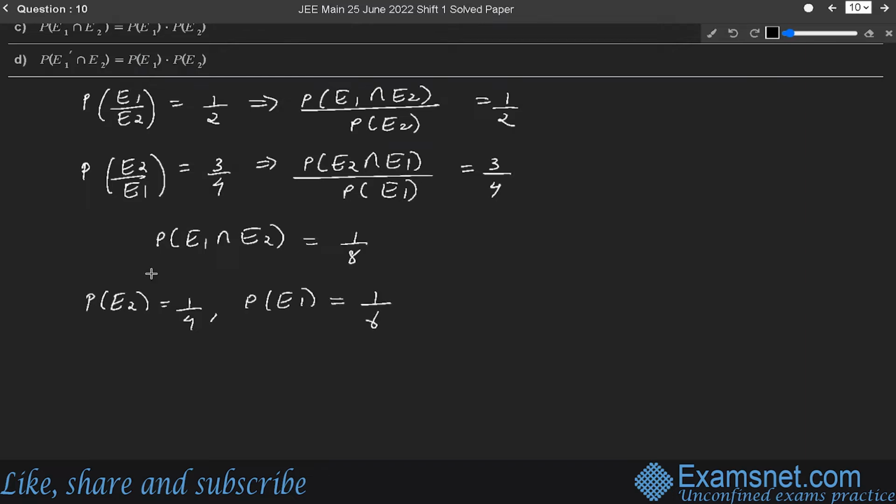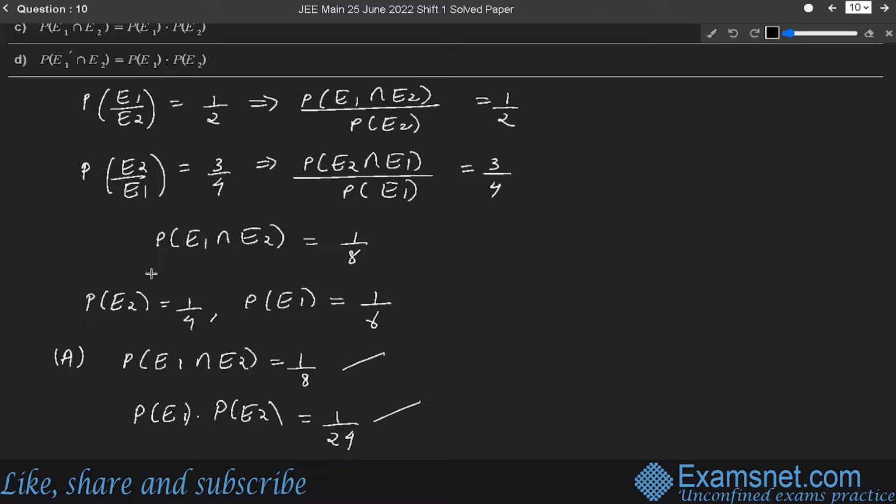So, option A: P(E1 intersection E2) will be 1 by 8 and P(E1) into P(E2) will be equal to 1 by 24. This is LHS and this is RHS. Both are not equal. So this option is not correct.